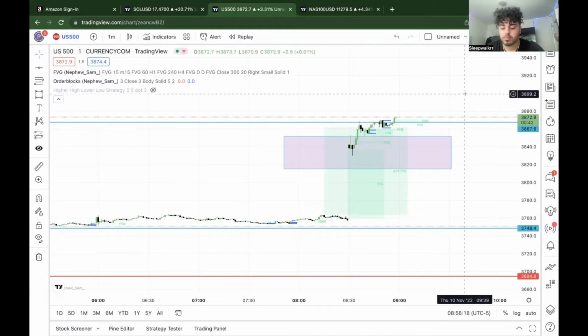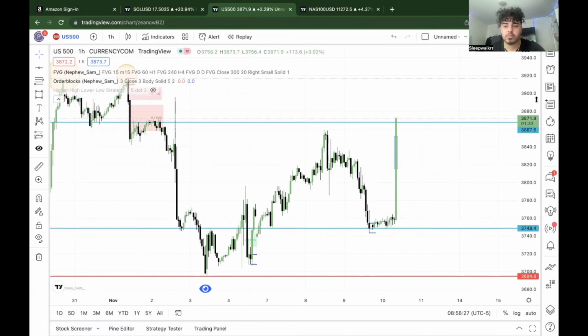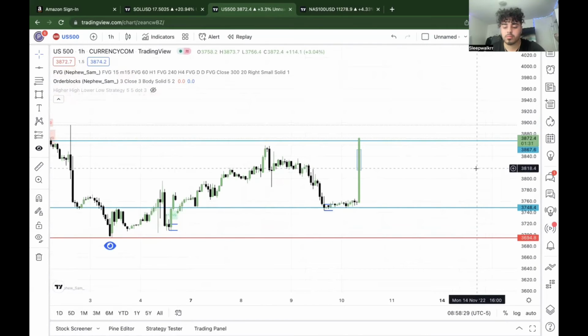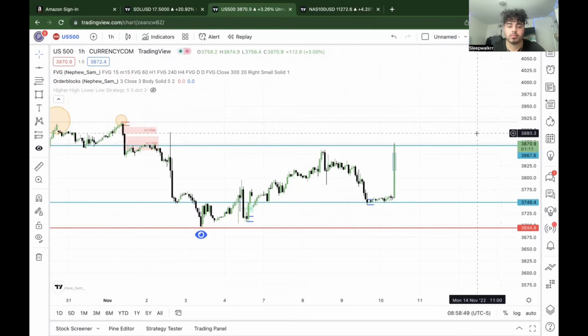38.15, let's go back up to the hourly chart. I just realized there's a lot of folks in here following on the US 500 chart, and it's probably getting very frustrating for you. I apologize.